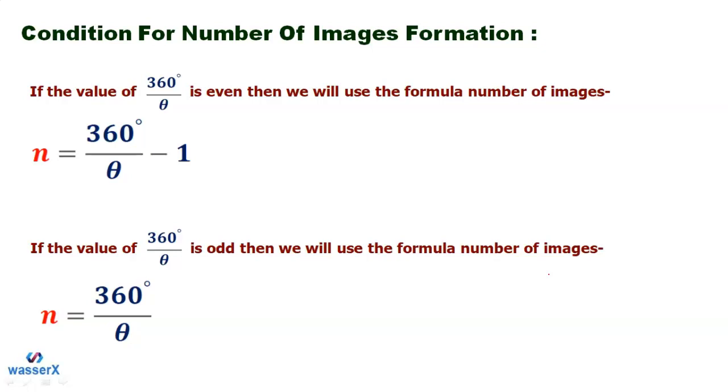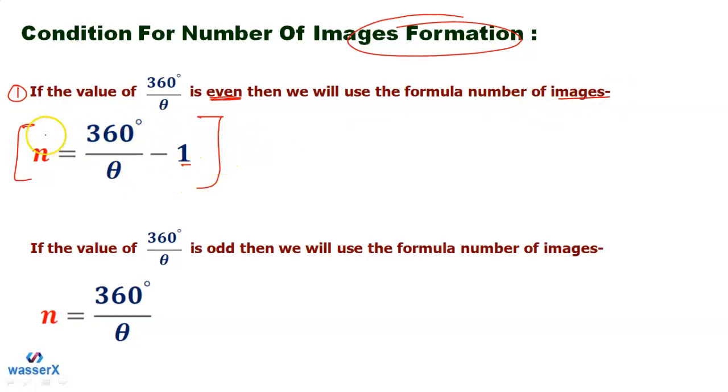Here are the two conditions for image formation. The first condition, students: if the value of 360 degrees upon theta is even, meaning when you divide 360 by the angle theta, which is the inclination angle between both the mirrors, and after solving you get an even number, then we use the formula for the number of images, n = 360 degrees upon theta minus 1.